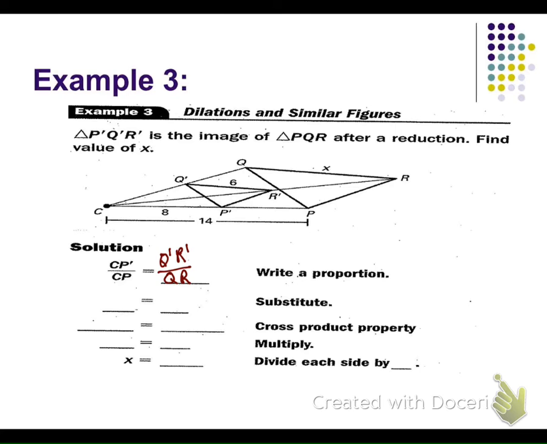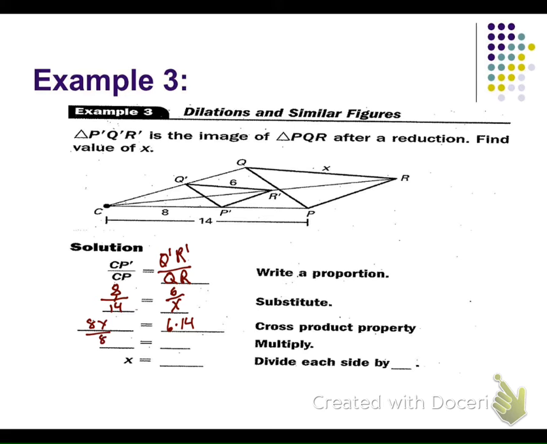So now we're going to substitute in what we know. C to P prime is what value? 8 over 14. And then we have Q prime to R prime, which is 6, over QR, which is x. Now we're going to do what we did in our bell ringer, or cross multiply. So I end up with 8x equals 6 times 14.